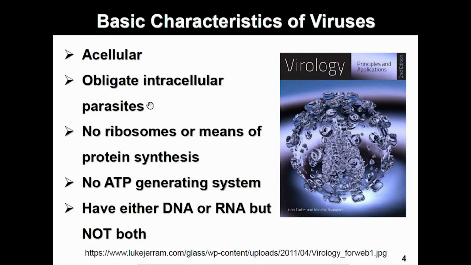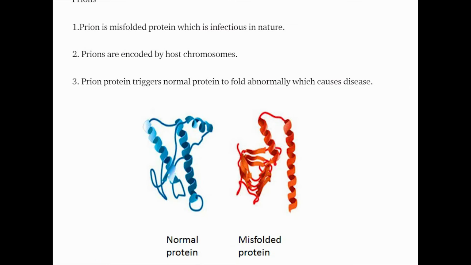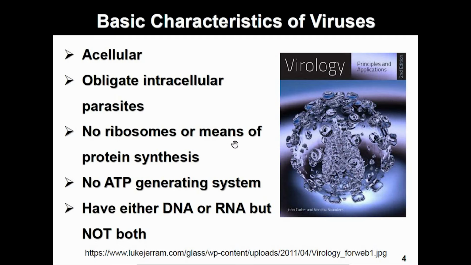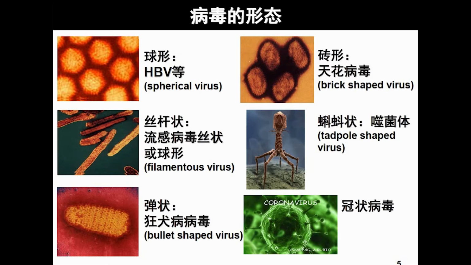So the basic structure of viruses: it's acellular. Obligate intracellular parasite, what does that mean? It means it cannot be reproduced outside its host cell. It is entirely dependent on the resources present in the host cell. There is no ribosome, no ATP generating system, no mitochondria. And they have either DNA or RNA, but not both.